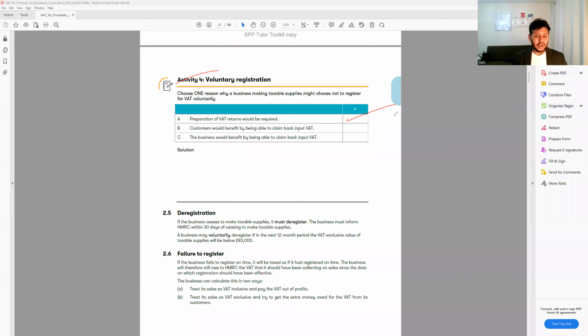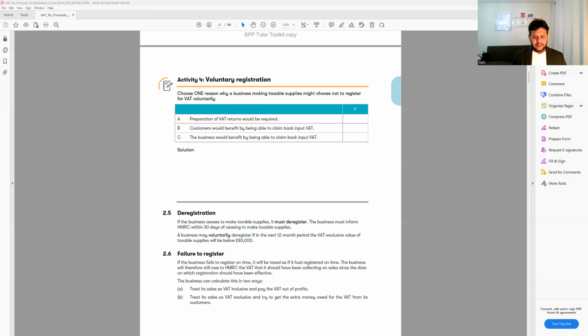So if you register voluntarily, you have to submit the VAT return. The customer will benefit by being able to claim the input VAT. That's the advantage. It's good for me. The business would benefit from being able to claim the input VAT. This is also good, so there is nothing wrong with that. The only problem is this one: the preparation of the VAT return would be required. So this is the one that will give me extra burden or extra admin work. So for that reason, I might think I don't want the VAT.